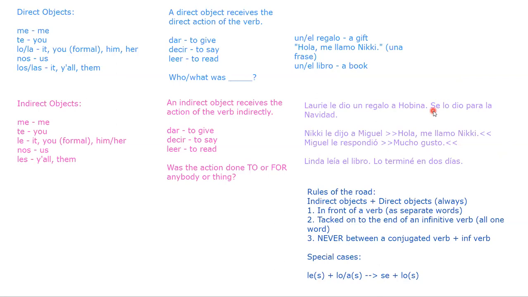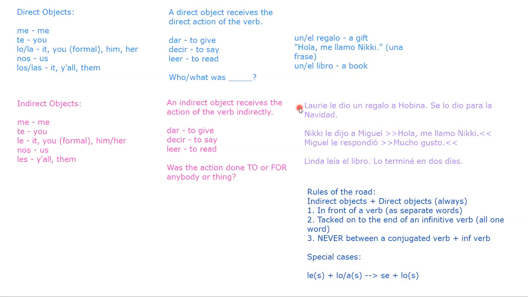So because here we would have used le for Jobina, because again, Jobina is a third person. She's somebody else. She's a her. And I would have referred to her with le, just like I did in the first part of the sentence. That would have left me with le lo dio. And in Spanish, we don't like that. We don't leave le lo. We don't leave any two combinations of an indirect object and a direct object that both begin with L. So the indirect object has changed to se. Se lo dio para la Navidad. All right. Lori gave a gift to Jobina. She gave it to her for Christmas.